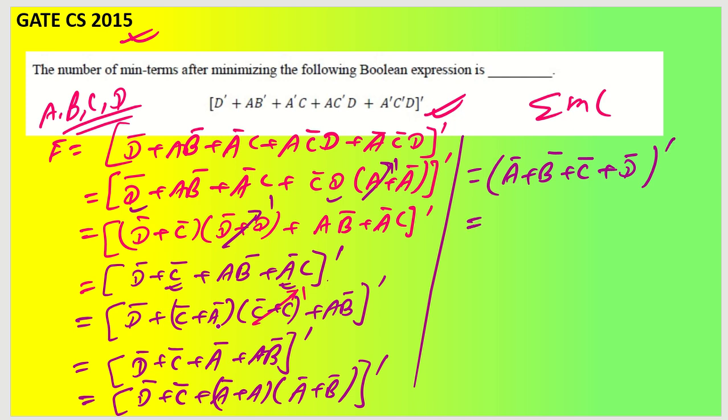right? And by De Morgan's theorem, what you can see is I can put all of them together and write it down as (A bar) whole bar into B C D, whole bar, right? So this is how in De Morgan's theorem we are going to get ABCD, and you can see ABCD is a single term which is going to be only one min term. Alright, so you can see the number of min terms after minimizing the Boolean expression is going to be just 1. Let us take another question.